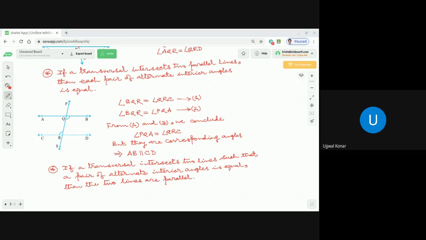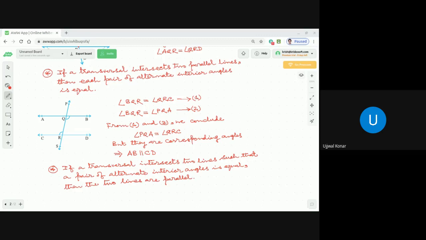In a similar manner, you can obtain the following two theorems I am going to write related to the interior angles on the same side of the transversal. Let me write it down so that you have a very clear idea. They'll add up to 180, correct? So exactly, if a transversal intersects two parallel lines, then each pair of interior angles on the same side of the transversal is supplementary.